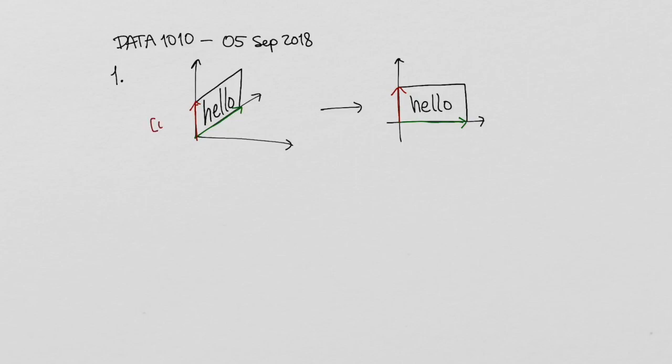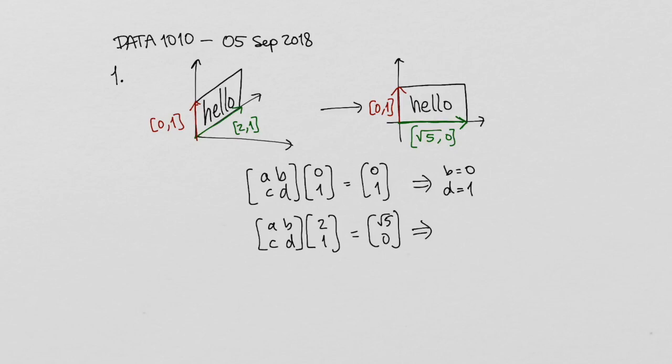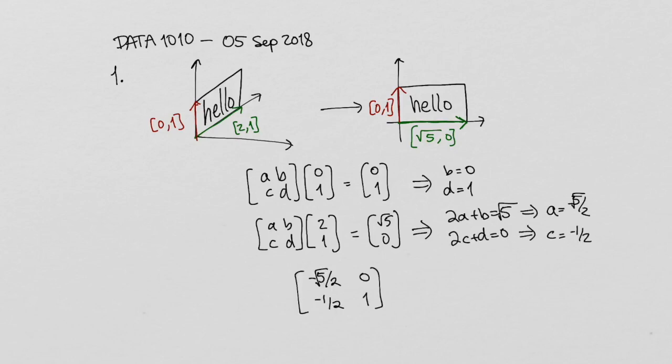To find the actual linear transformation, we would need to specify some coordinates for these vectors. For example, this vector might be (0, 1), in which case this one would also be (0, 1), and maybe this vector is (2, 1), in which case the green vector on the image side, in order to have the same length, would be (√5, 0). We can set up a system of linear equations for the entries of the matrix in order to find the linear transformation that does this. So the matrix is [-√5/2, 0; -1/2, 1].